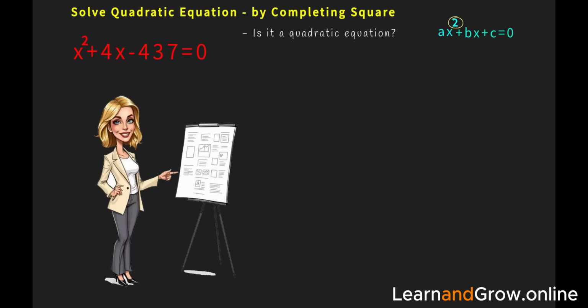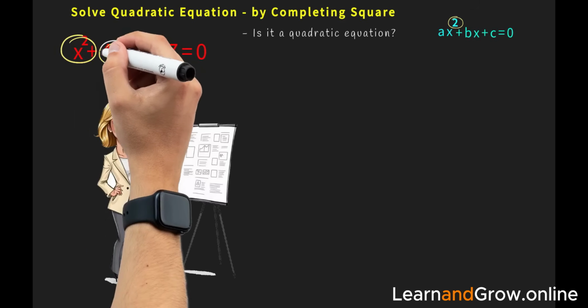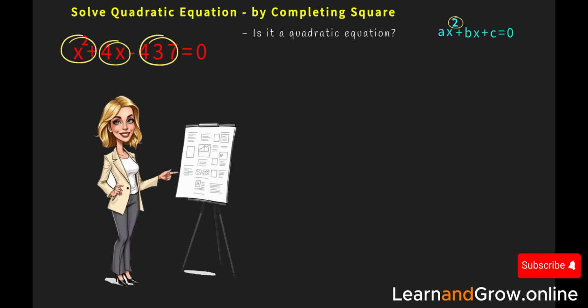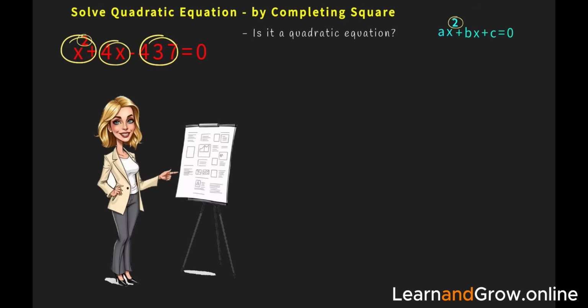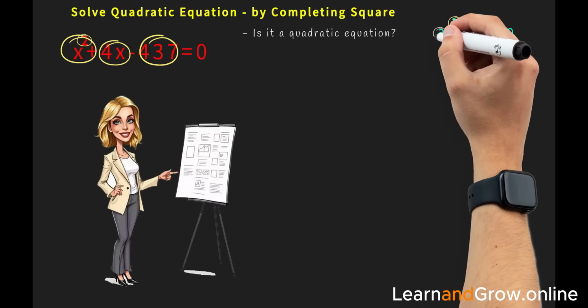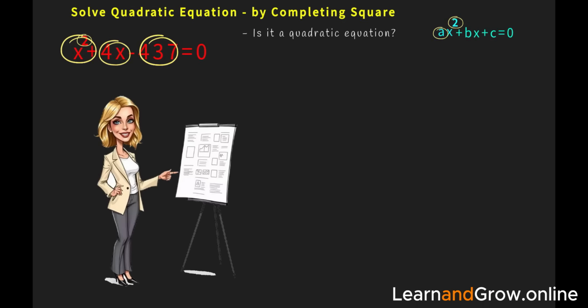We can see it has an x squared term, an x term, and a constant. The highest power of the variable is indeed 2. Also, in a quadratic equation, the coefficient of x squared cannot be 0, and here it is 1. So yes, we can confirm that this is a quadratic equation.